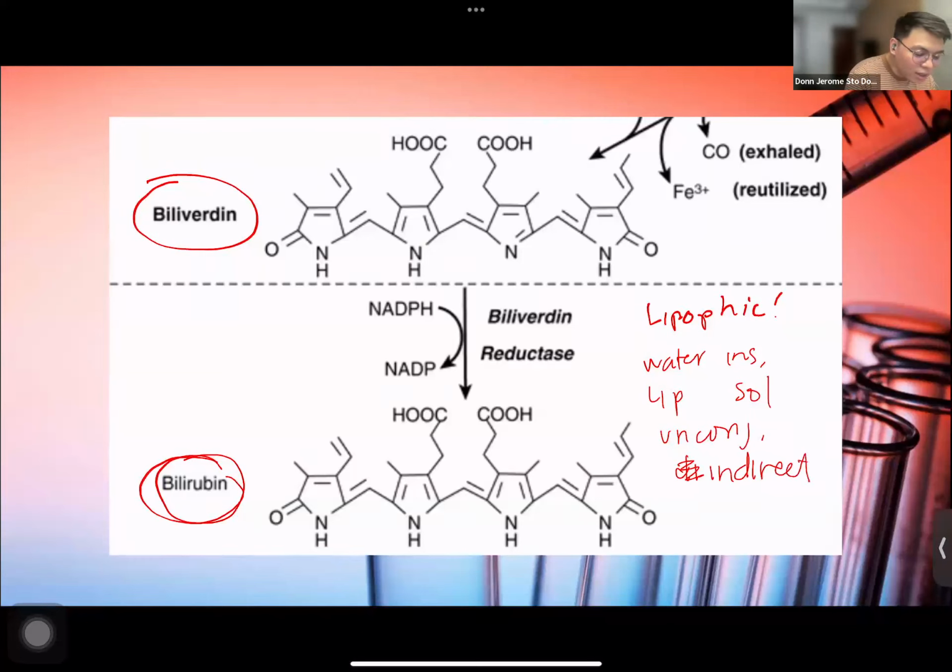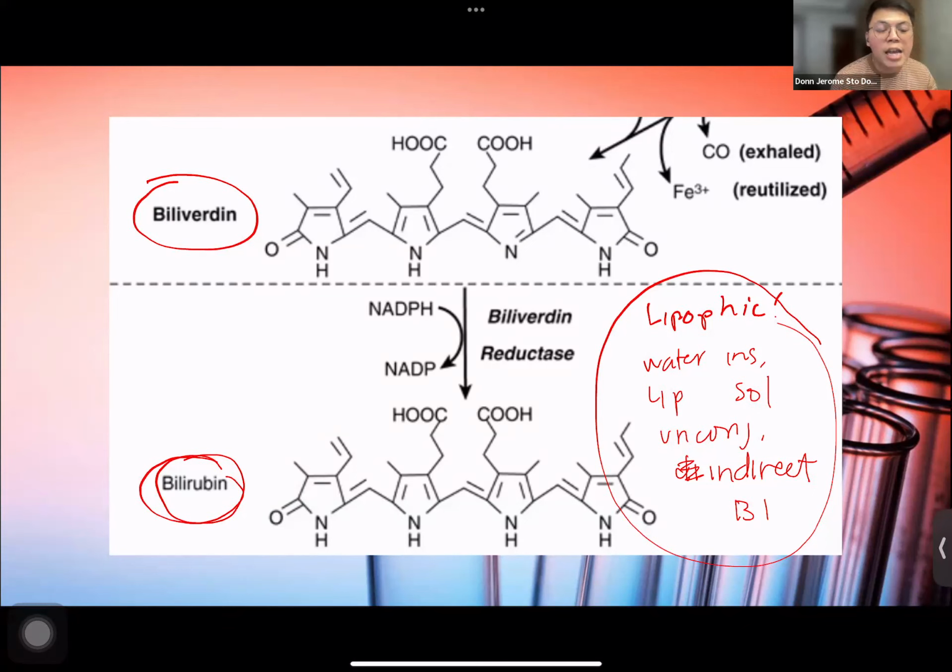Indirect bilirubin or B1. Lahat po yan pertains to the initial bilirubin that we produce. Now, being lipophilic, produced by the reticuloendothelial system, tatandaan nyo, ang ultimate place where bilirubin will be conjugated is in the liver. So, kailangan ba niyang makapunta from the macrophages to the liver? Yes po. Anong problem? This is lipophilic.